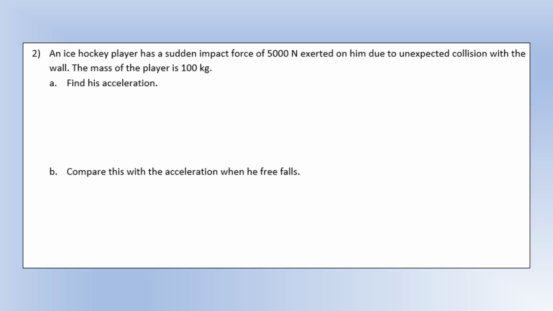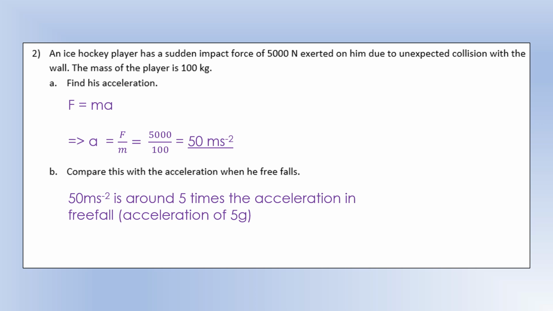Okay, an ice hockey player has a sudden impact force of 5,000 newtons exerted on him due to an unexpected collision with the wall. The mass of the player is 100 kilograms. Find his acceleration. So we're using the simplified version of Newton's second law again, this time to find acceleration, and we get that it will be 50 meters per second squared. So compare this with the acceleration when he free falls. Well, this is about 5 times the acceleration in free fall, so we'd sometimes describe this acceleration as being 5g.